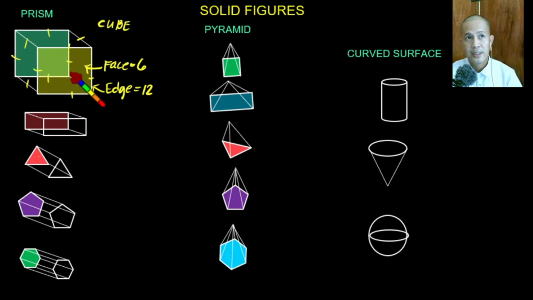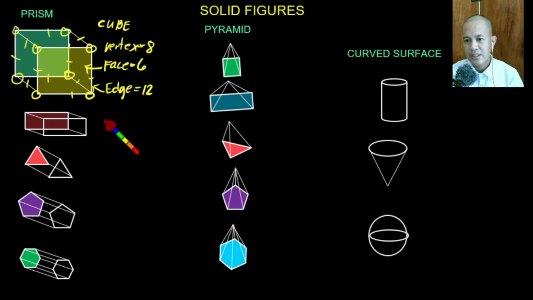So we have 12 edges in our cube, and the last part of a solid figure is called vertex. Okay, so a vertex is a point where edges meet, or the corner of your solid figure. So let's count 1, 2, 3, 4, 5, 6, 7, and 8. So we have 8 vertices in our solid figure cube. Okay, so that is the 3 parts of a solid figure: the base, vertex, and the edge. Let's have the next example.